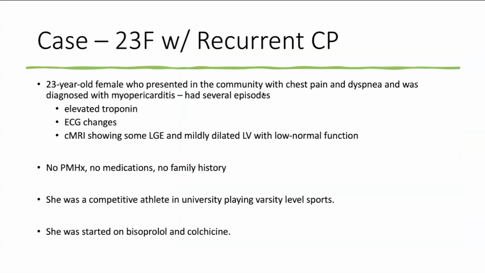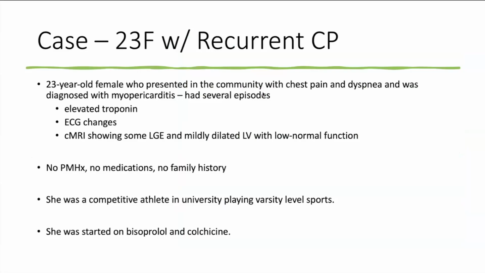So a 23-year-old female who is having recurrent chest pain presented in the community hospital. She had been having ongoing episodes of chest pain and dyspnea, and she had been diagnosed with myocarditis. She had had several episodes of this. Every time she presented to the hospital, she had an elevated troponin. She had some ECG changes, primarily some ST changes and T-wave inversions in the anterolateral leads.